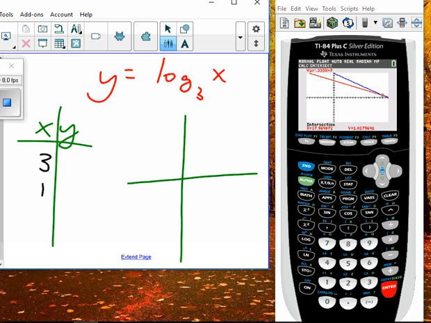Actually, 1/3 works nice. You're right. And there's one other thing that works nice. 9. Very good. Try those 4 spots and see if that jogs your memory on what logs are like and then how to graph them.